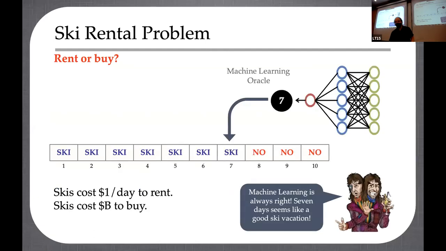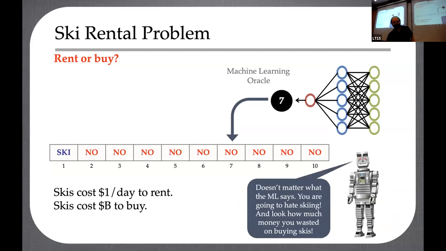So what happens if we have our little machine learning oracle that predicts how long we're going to ski for? It says, hey, I think you're going to enjoy skiing for about 7 days. That's its prediction. One thing we could do is just listen to the oracle. It says 7 days. If B is bigger than seven, we should not buy skis. If B is less than seven, we should buy skis. Good enough. That's the simple thing to do.